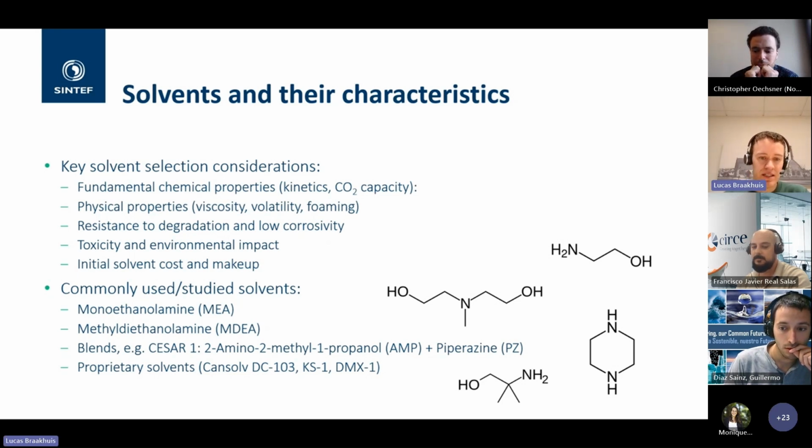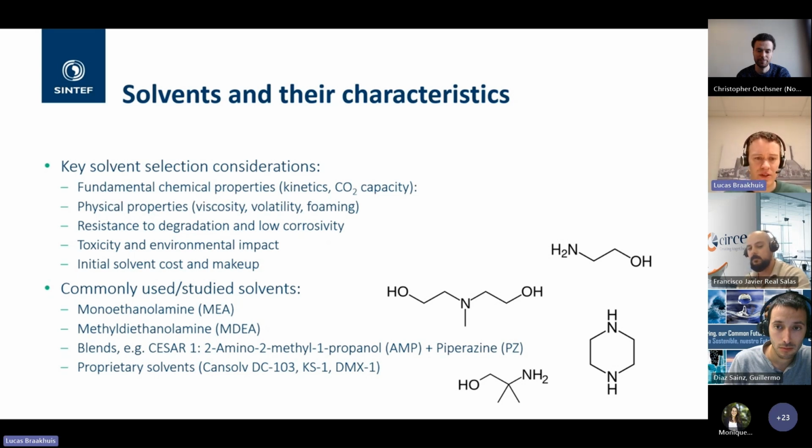Then also the toxicity and the environmental impact. So what are the effects on the health or possible exposure, and what happens if the solvent is released into the environment, possibly through emissions. And then finally, also always important is of course the cost of the solvent. The operational cost, so the makeup cost of the solvent of the process.